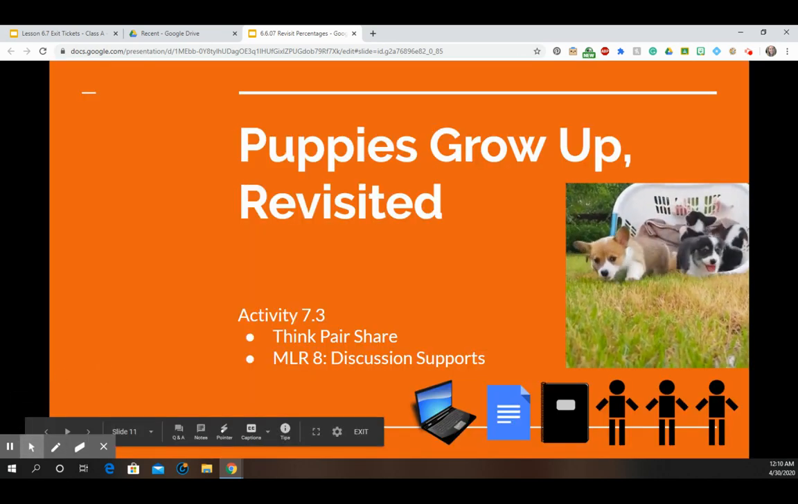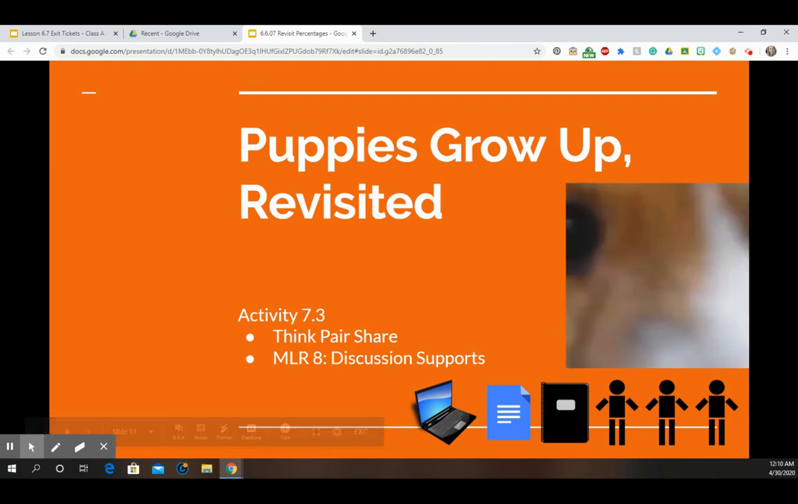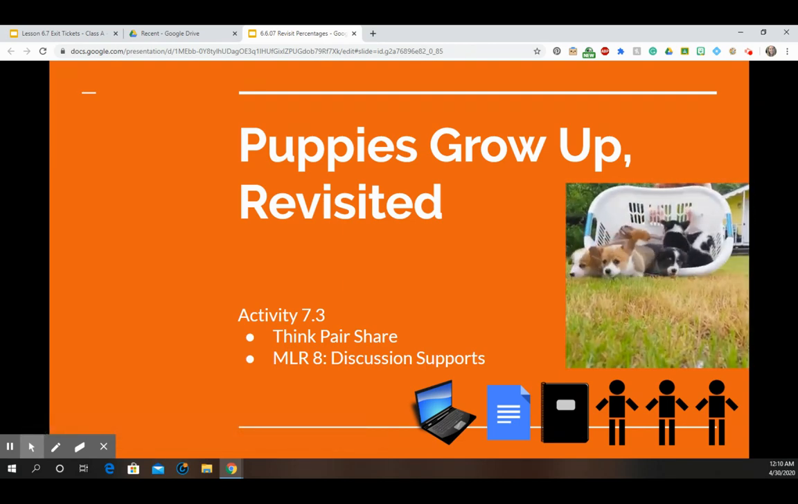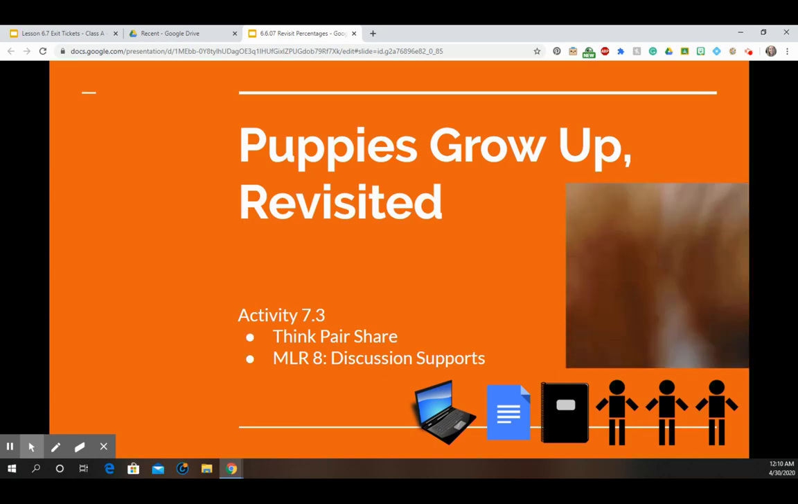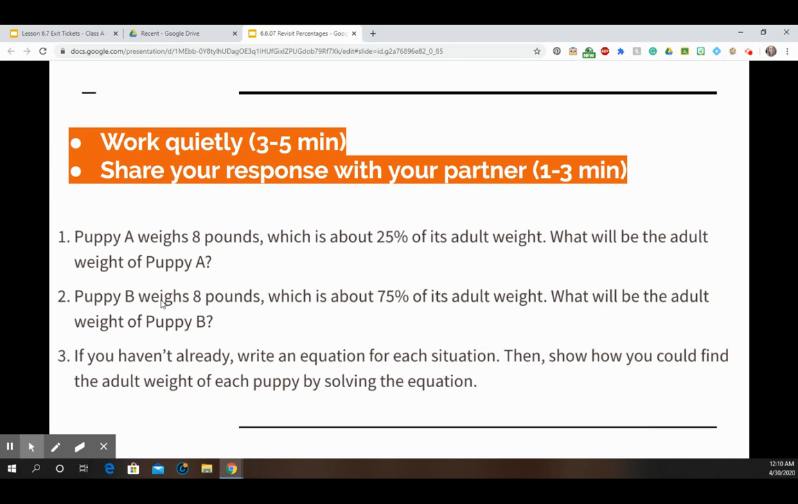Okay, so we're going to go ahead and match some. We looked at this puppies grow up activity when we were going over percents, but we're going to come back to it now with an algebra perspective. Okay, so go ahead and work on these two problems. And I want you to try and write an equation for both, and solve for the adult weight of puppy A and puppy B. Okay, if you're ready to get working, go ahead and get started. If you're not, I'll read the questions and then you can get started.